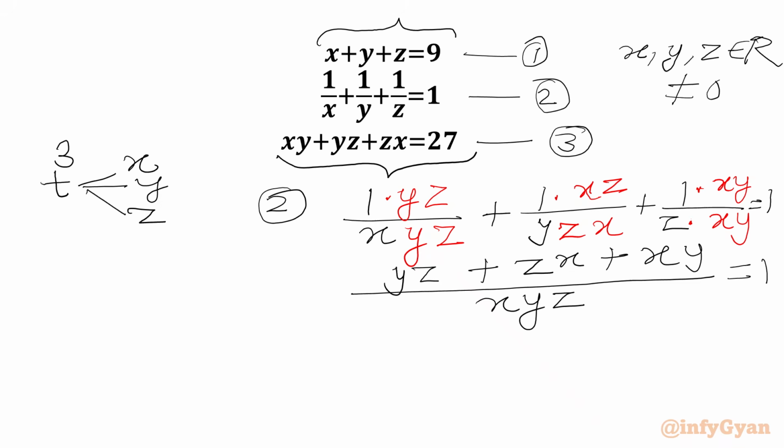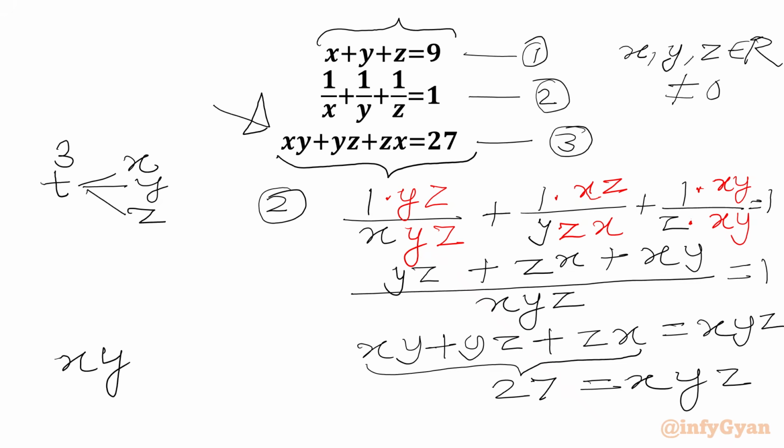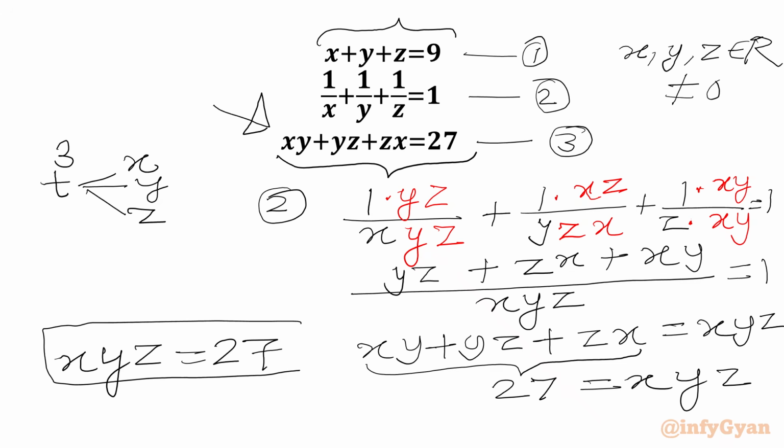RHS is 1. Now we will cross multiply and we will write xy plus yz plus zx equal to xyz. Now xy plus yz plus zx as per equation number 3 is 27. So we will write 27 equal to xyz, which is the product of roots. So I will write here our fourth equation, xyz equal to 27. Equation number 4.